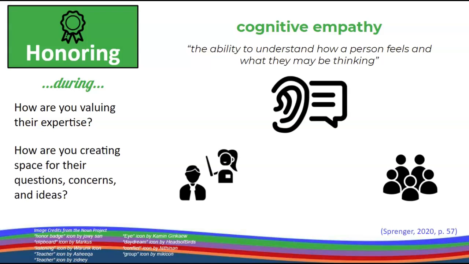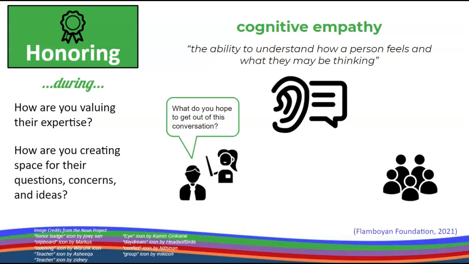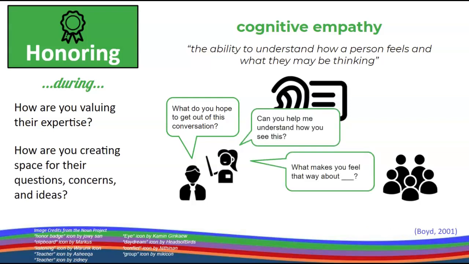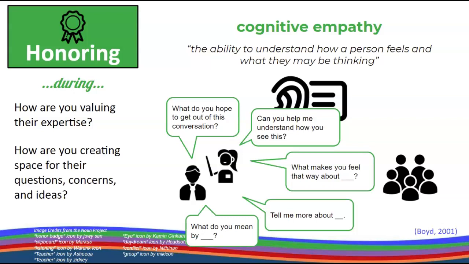There are many ways to practice perspective taking during conferences, but being a good listener is key to them all. For instance, we can revise the agenda based on family input and provide sufficient time for them to express ideas, questions, or concerns. The Flamboyant Foundation suggests we start with the question, what do you hope to get out of this conversation? Other useful questions are, can you help me understand how you see this, and what makes you feel that way? It may be helpful to simply say, tell me more, or ask open-ended questions to clarify what they've said, such as, what do you mean by?